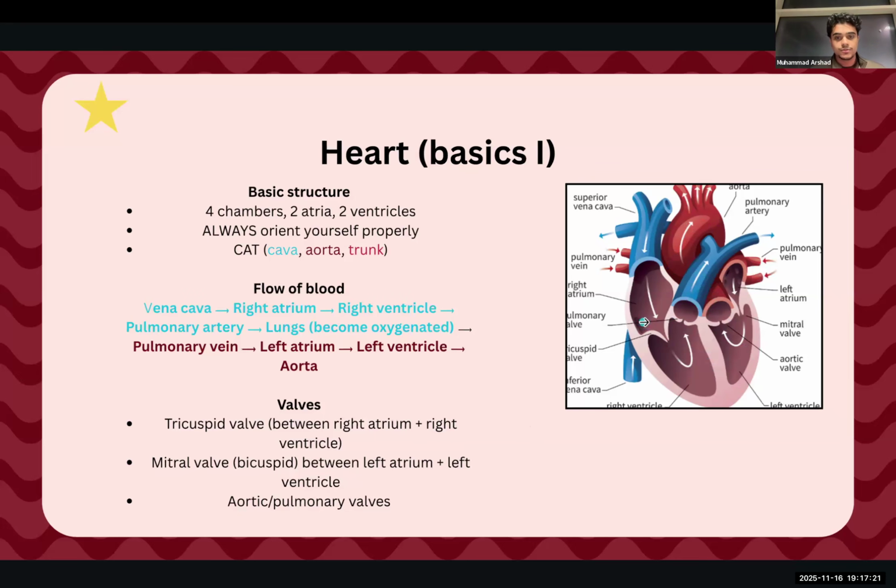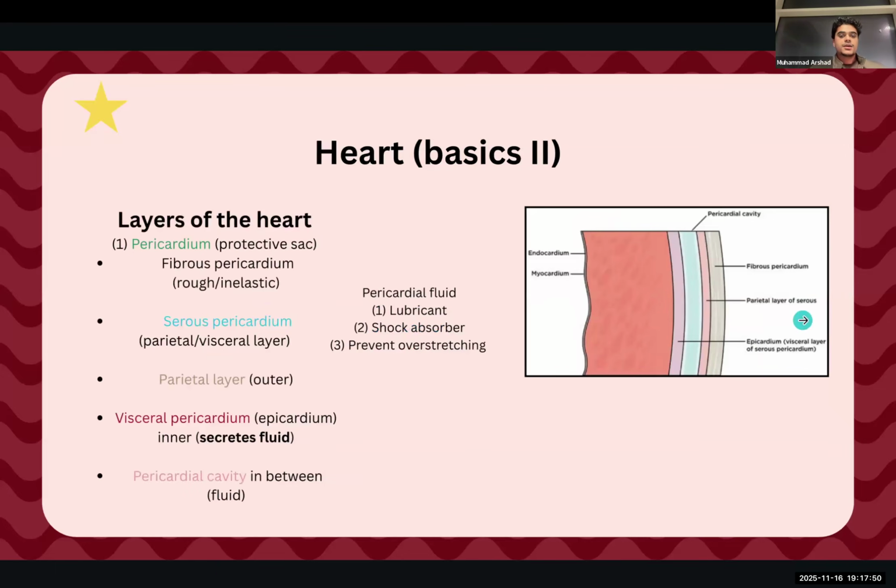Now, something super important, an absolute must, is that you always have to orient yourself properly. And what do I mean by that? Well, you have to recognize that your left and your right are the opposite of the patient's left and right. So this is technically right for me when I'm looking at it, but this is the patient's left. Hence why we refer to this area as the left atrium, left ventricle, right atrium, right ventricle, even though this is technically on the left, but you're looking at it from the patient's perspective, not from your own, okay?